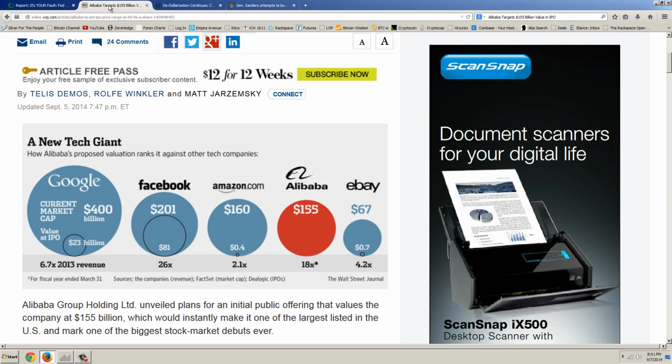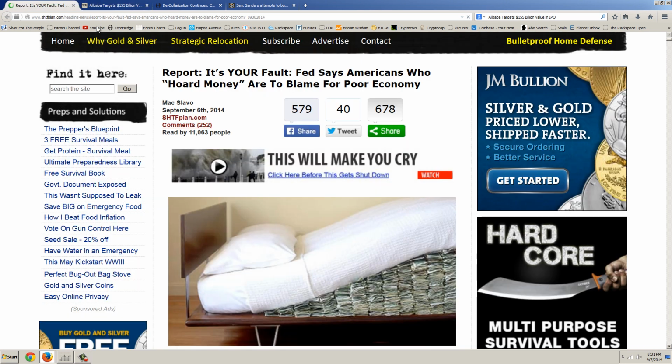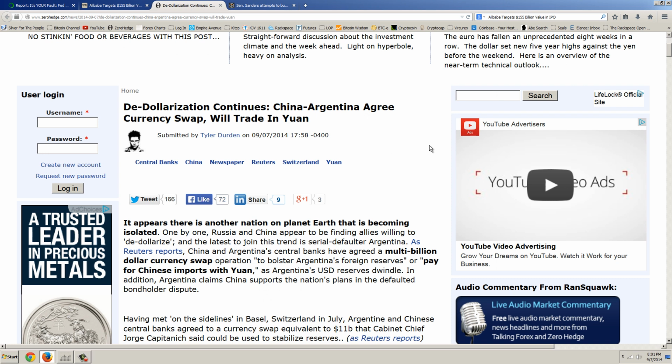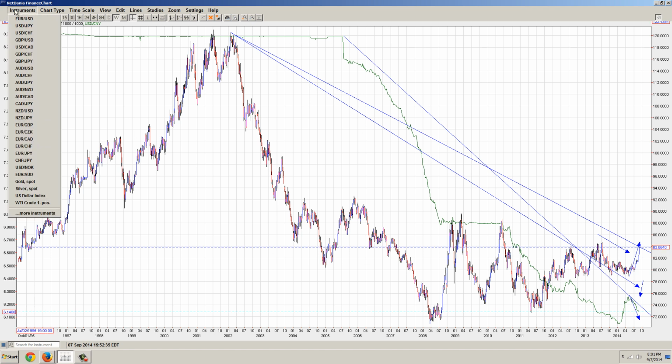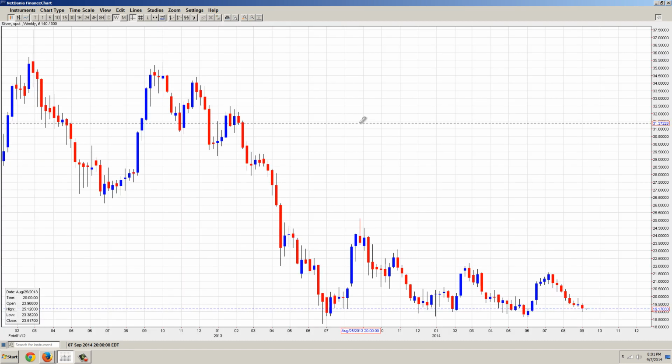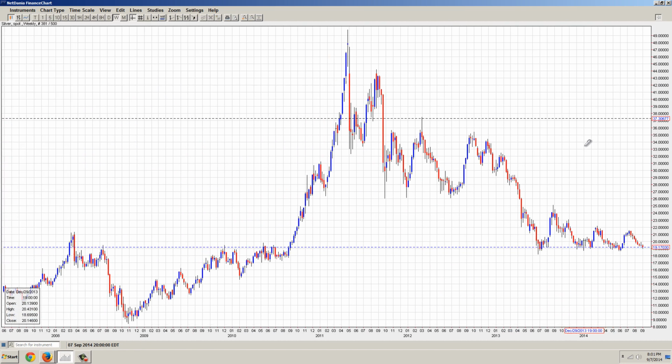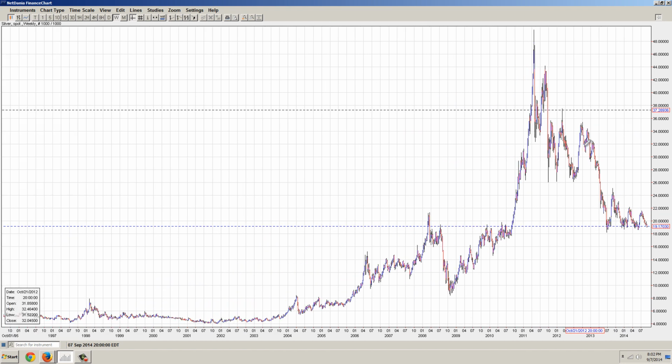Alibaba IPOing at $155 billion. We have the Federal Reserve blaming American citizens for being broke. And we have Argentina about ready to say goodbye to the US dollar. So these things, in my opinion, they are going to snowball very, very rapidly. It's going to be a time where the dollar could come under severe crisis. Both of these charts could turn down. And I expect that at some point here, very soon, the silver chart's going to turn up. And we'll talk to you next time.